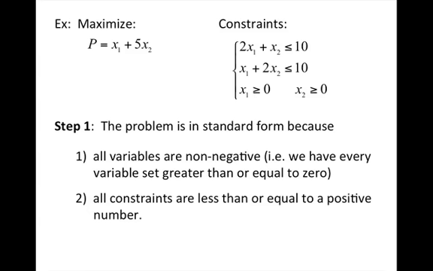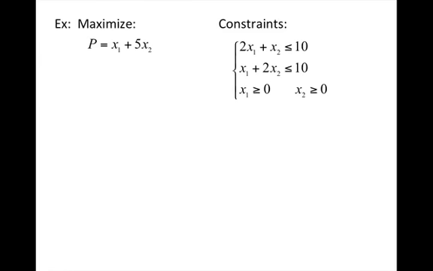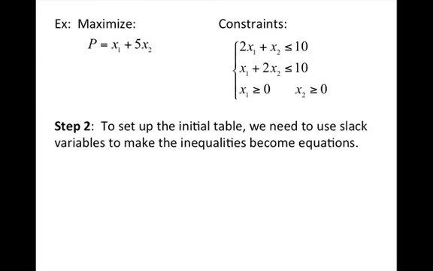My second condition is that all other constraints are less than or equal to a positive number. Well, my first 2 constraints are both less than or equal to 10, so I do have less than or equal to a positive number. So since both conditions are met, this problem is in standard form.